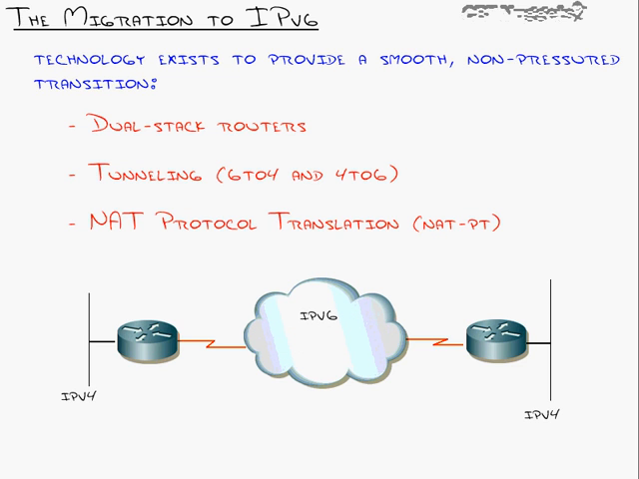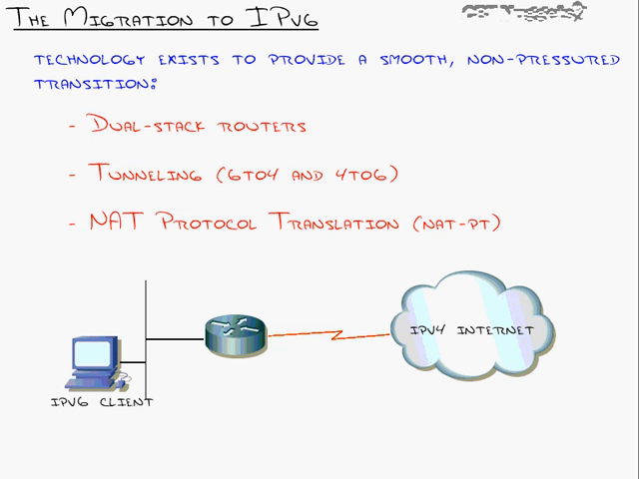Last but not least is NAT-PT. NAT-PT stands for NAT Protocol Translation. This is a specially tweaked version of NAT that can go between version 4 and version 6 protocols. So if I'm running IP version 6 on my internal network and connecting to the version 4 internet, I can NAT between those two and allow my version 6 clients to surf the web over here.